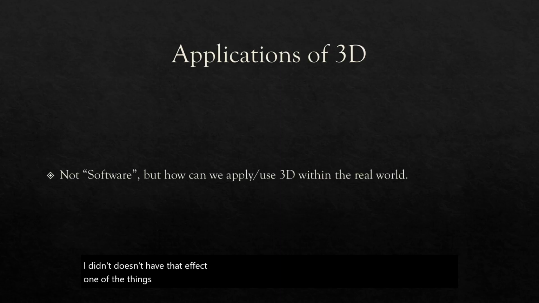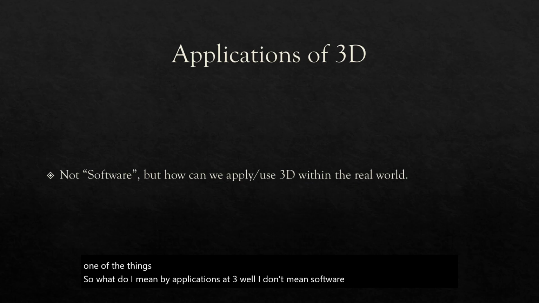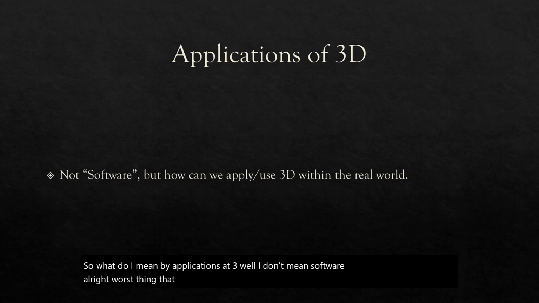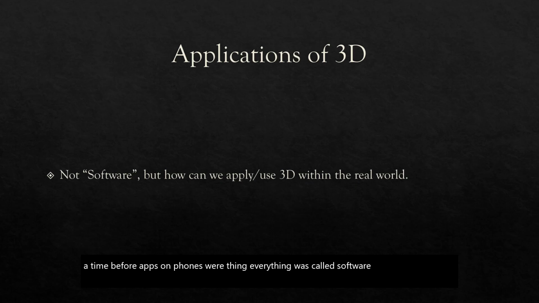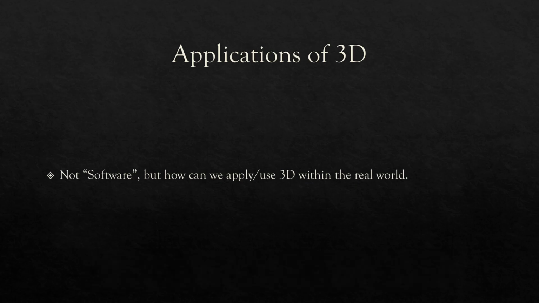So, what do I mean by applications of 3D? Well, I don't mean software. The worst thing that you could ever think of. Someone says, well, what's an application of 3D? What is an application of this? What's an application of that? It's not the software. Remember, a time before apps on phones were a thing, everything was called software. We called them applications on PCs. Well, that was roughly about as far as it went. Applications of something is how we can use or apply that object or thing, in this case 3D, within the real world.